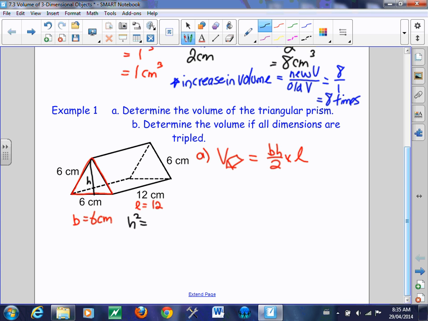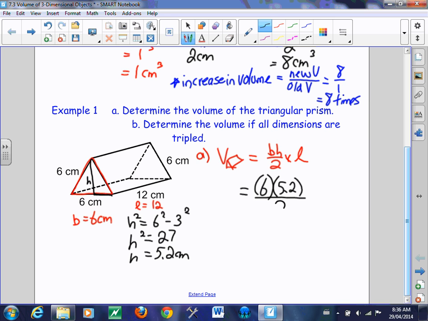So height squared equals the hypotenuse, which is 6 squared, subtract 3 squared, which is half of this base, if you're wondering where I got that from. Plugging that in, that's 36 subtract 9, which is 27, and that's h squared. Don't forget to take the square root of both sides, so h equals 5.2 centimeters. Let's plug that in. So what do we now know? We've got 6 times my height, which is 5.2, all divided by 2 times 12.